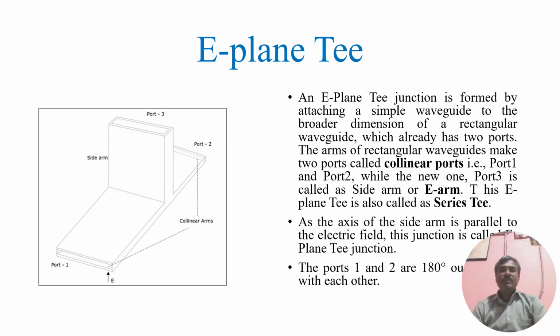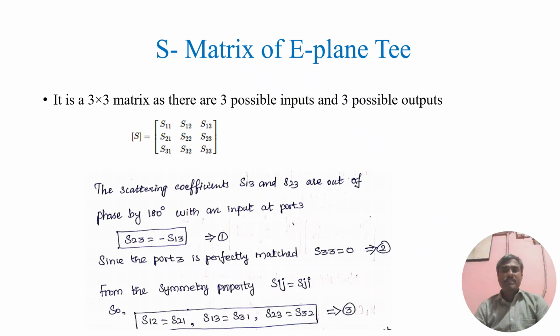As the axis of the side arm is parallel to the electric field, this junction is called an E-plane T-junction. Port 1 and port 2 are 180 degrees out of phase. That means any signal fed at port 3 is divided equal in magnitude and opposite in phase among port 1 and port 2. As the E-plane T-junction has three ports, the scattering matrix has a dimension of 3 cross 3. So now we need to derive the coefficients of the scattering matrix.